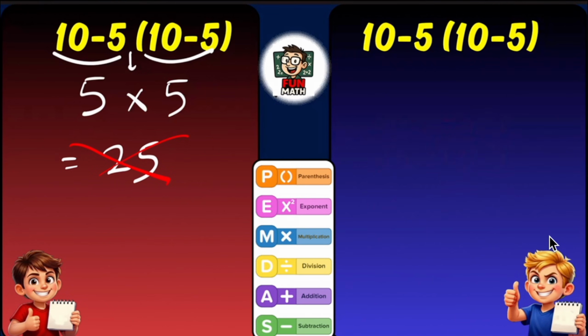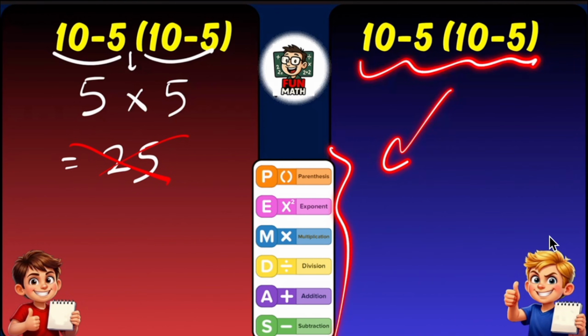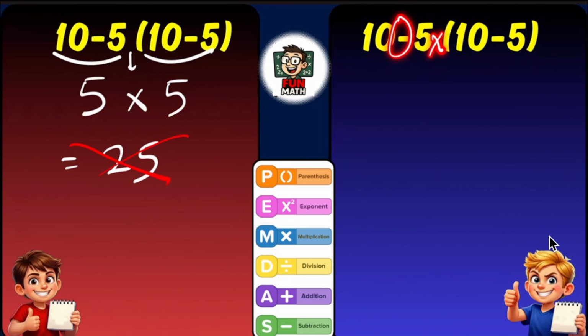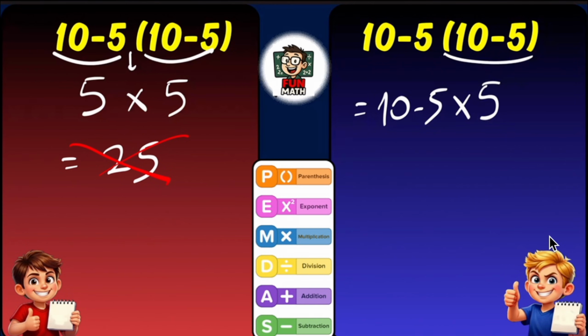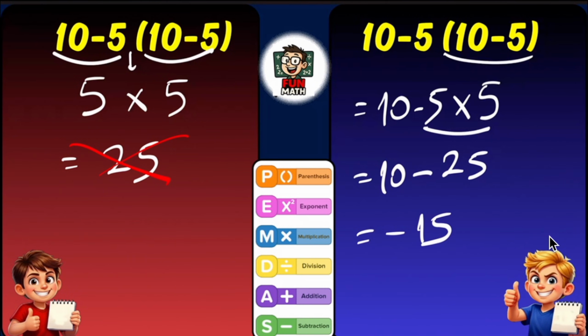Okay. Now let's solve the equation according to the rule. Subtraction, hidden multiplication, parentheses. First, parentheses. 10 minus 5 equals 5. Now there are subtraction and multiplication. First, multiplication. 5 times 5 equals 25. Finally, subtraction. 10 minus 25 equals negative 15. The correct answer will be negative 15.